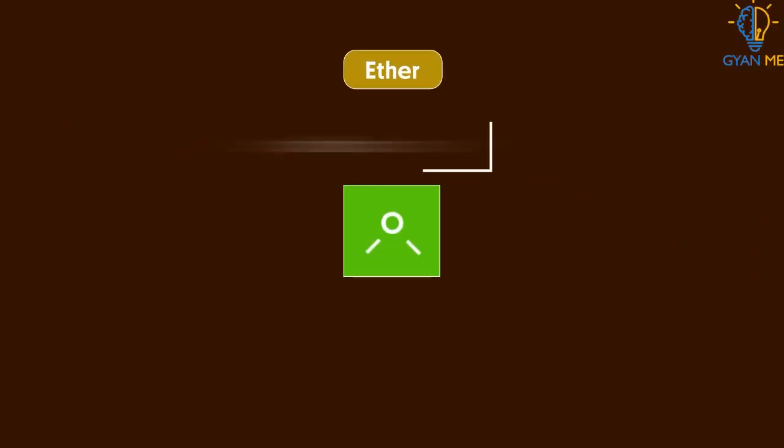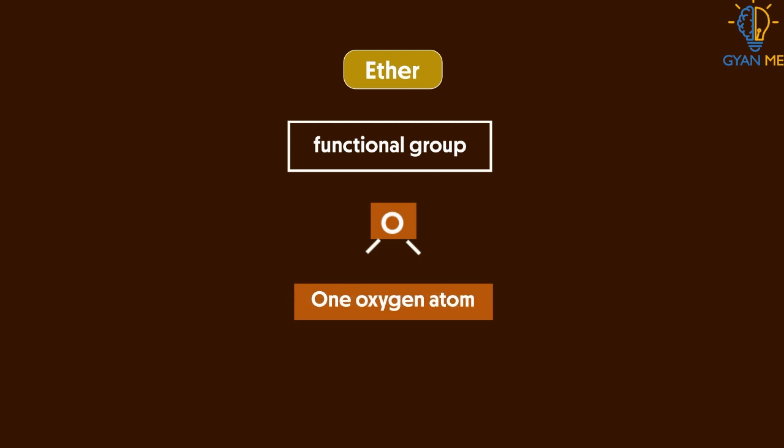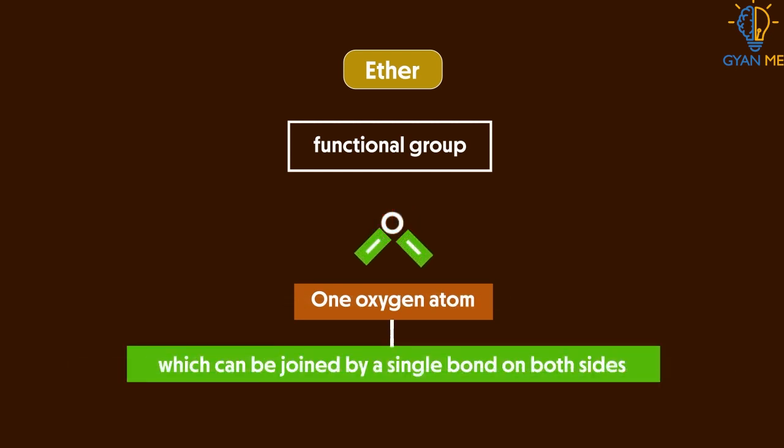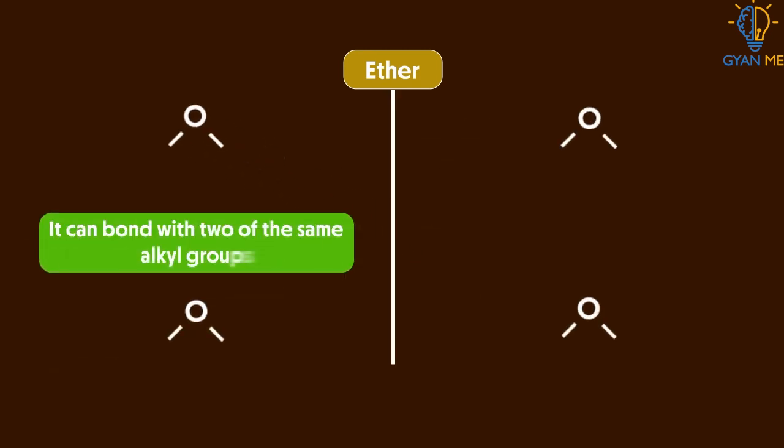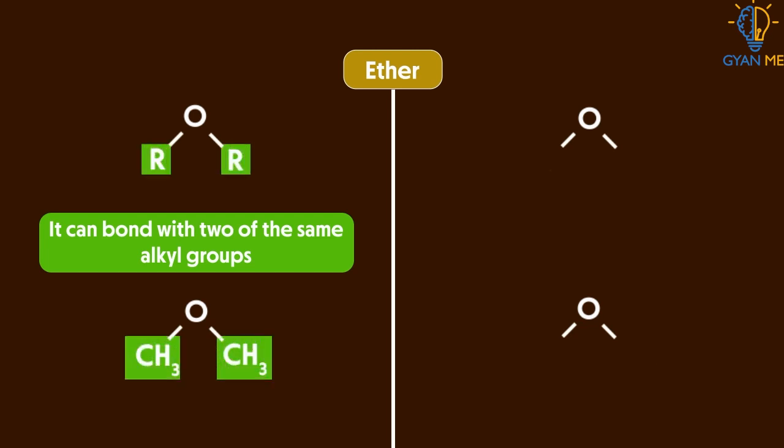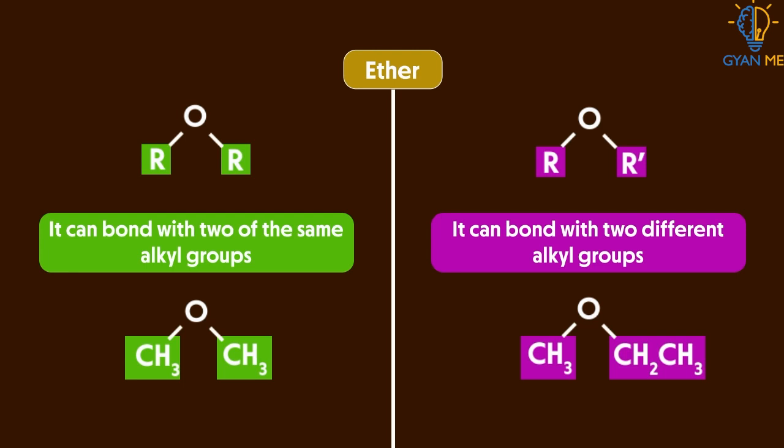The ether as a functional group has just one oxygen atom, which can be joined by a single bond on both sides. Here it can bond with either two of the same hydrocarbon chains, that is alkyl groups, or two different alkyl groups on both the sides.